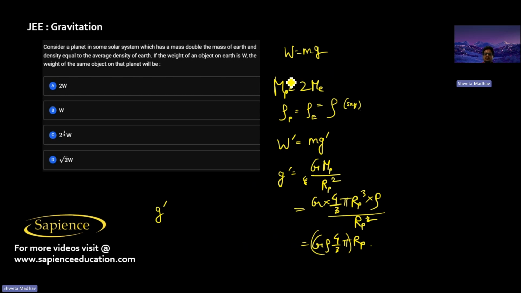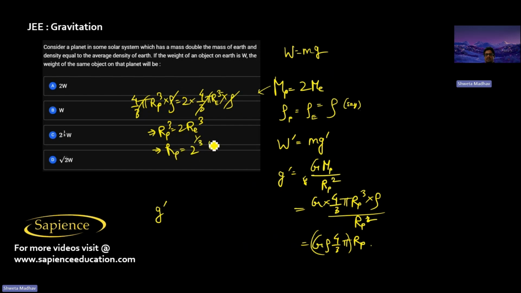So I can say from here that the mass of that planet is volume into density, 4 by 3 pi Rp cube into rho, that is equal to twice the mass of Earth, which is 4 by 3 pi RE cube into rho. 4 by 3 pi rho will cancel out. So I can say that Rp cube is equal to 2 RE cube. That means the radius of that planet is equal to 2 power 1 by 3 times the radius of Earth.